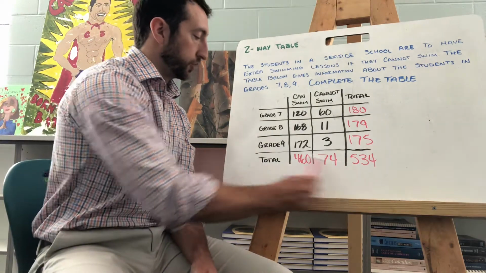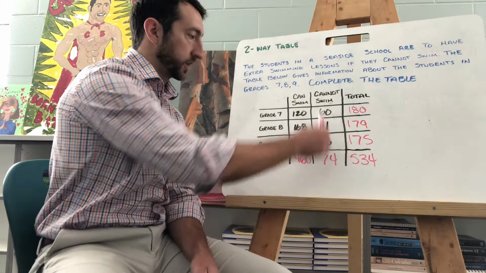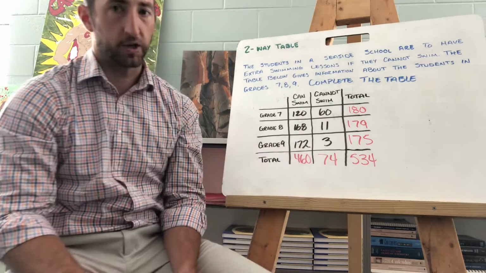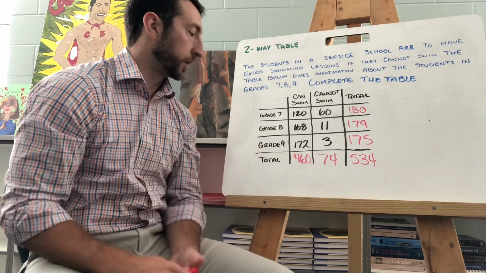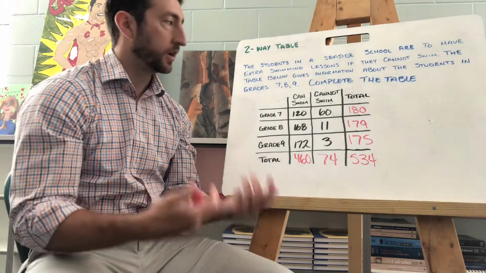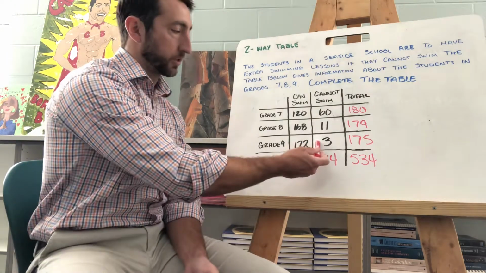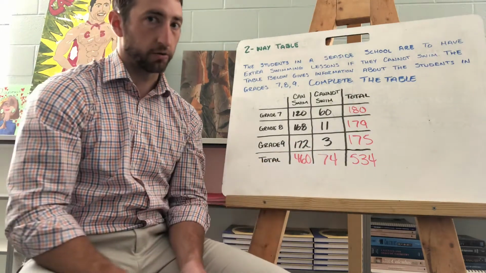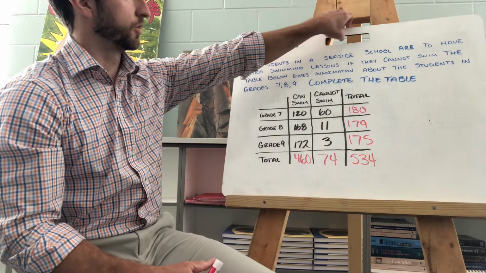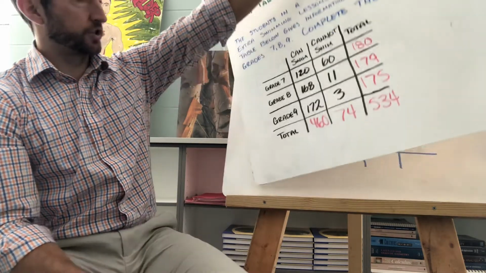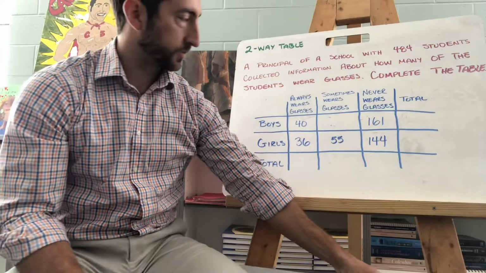But you should notice that with a two-way table, we can match up some stuff and answer some questions. Like, how many kids in the 9th grade cannot swim? Then it would be 3, and you just look through the table like that. All right, we're going to do one more. We have to do a little bit of subtraction and assume some stuff.